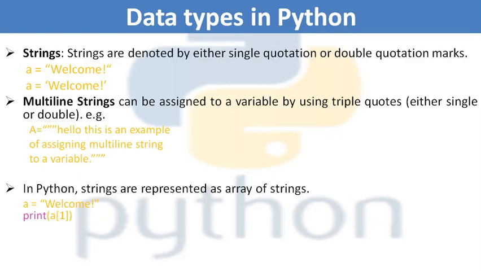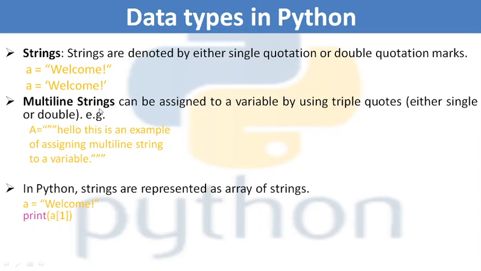Next is strings. Strings are denoted by either single or double quotation marks, like this: a is equal to "welcome" in double quotes, and a is equal to 'welcome' in single quotes. Both values are the same, welcome.